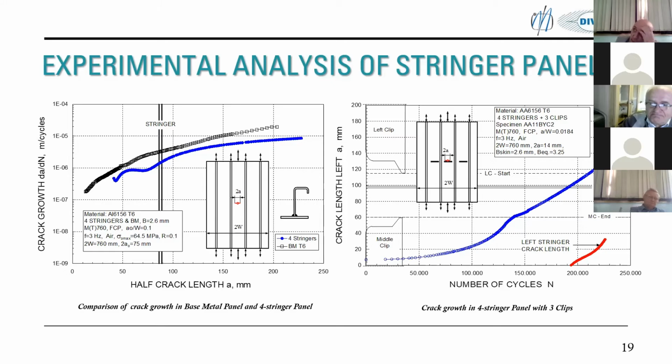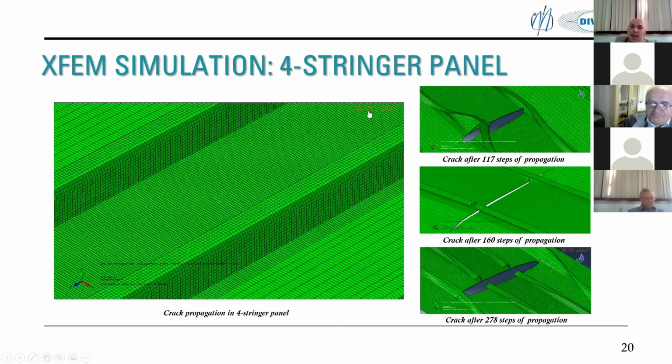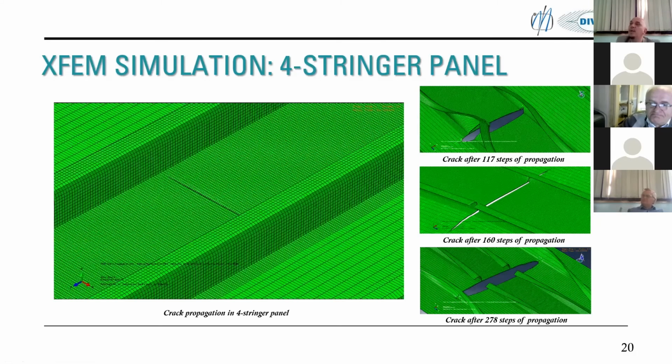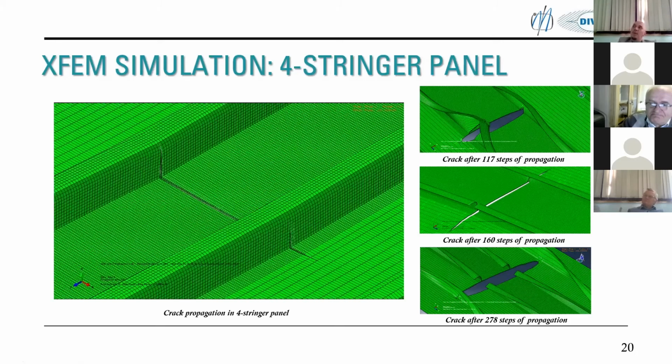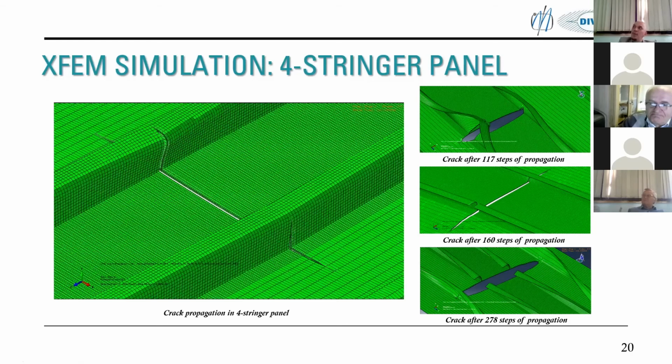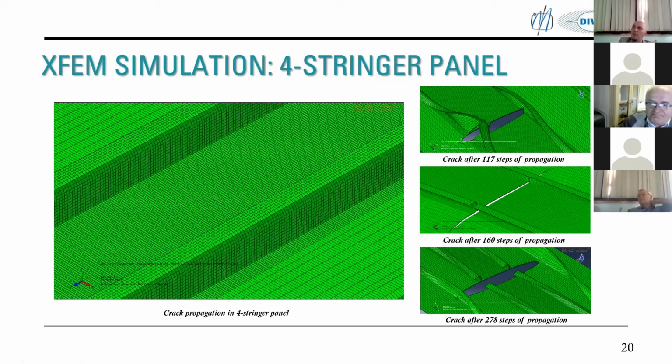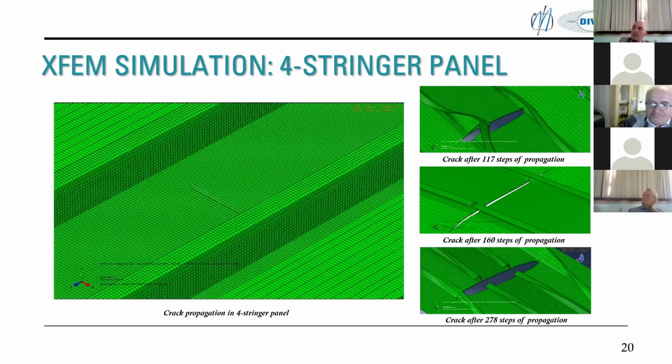So clips are used here to slow down the crack, and we decided to make a simulation with 4 stringers and 4 stringers with 3 clips, in order to see what's going on. And on this next slide, you can see in the middle this video where the crack is going from the middle. Exactly the same experiment was carried out in Hamburg, and during this crack growth, you can see that the crack is approaching these stringers, destroying them, going through them.